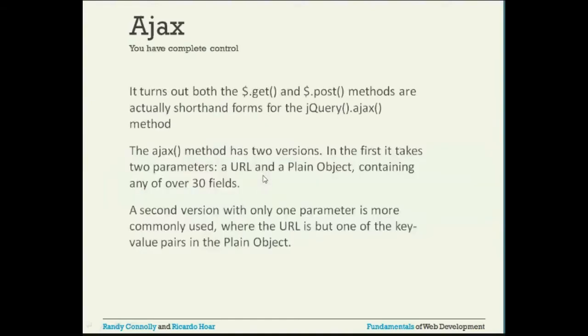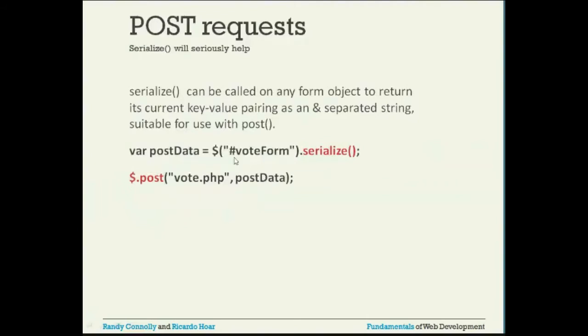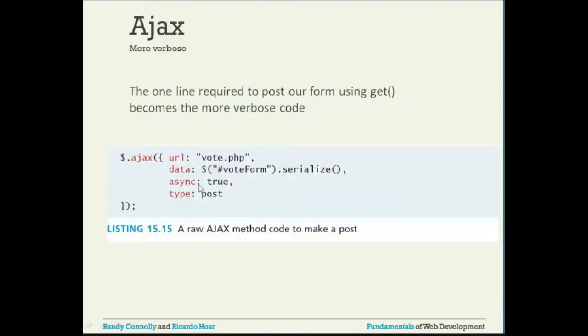This is exactly the same as this one, right? So this you are giving as a part of the object. This you are giving as a part of the object. URL vote.php, data: $, and you are looking for the vote form ID, and you serialize it with .serialize, and async true. The request is asynchronous, and the type is the post method.